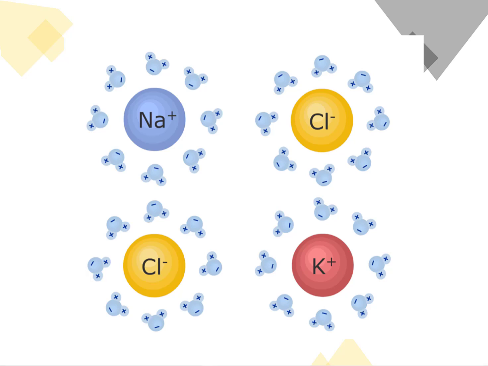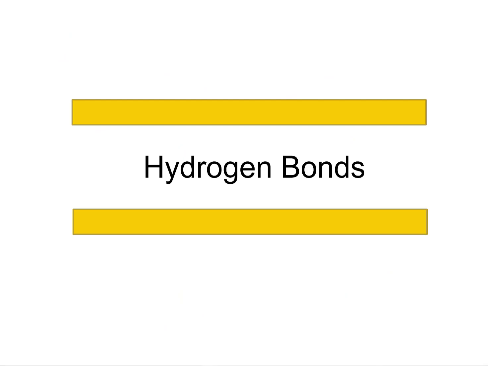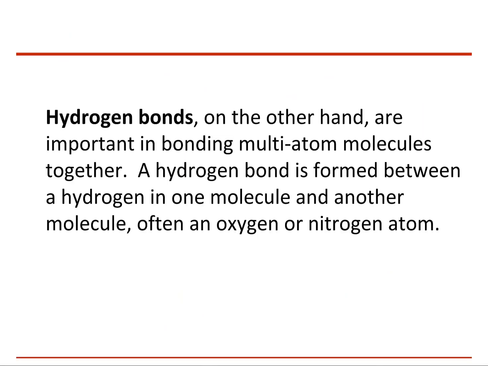Now there's one more type of bonding that we are going to talk about. We've already talked about covalent and ionic bonds. Now we're going to talk about hydrogen bonds. So hydrogen bonds, on the other hand, are important in bonding multi-atom molecules together. A hydrogen bond is formed between hydrogen in one molecule and another molecule, often an oxygen or nitrogen atom.